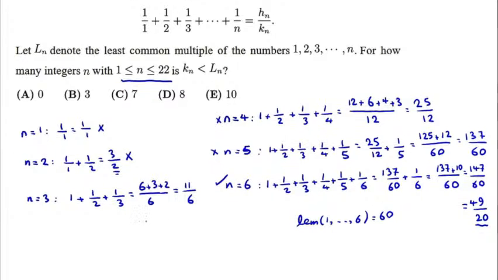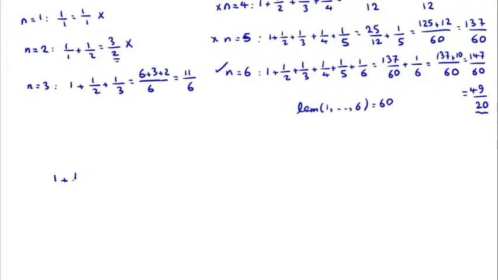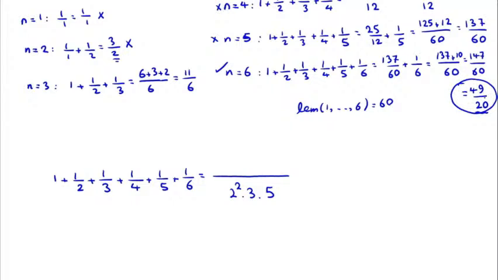Let's analyze why 6 is good. When we consider 1 plus 1 over 2 plus 1 over 3 plus 1 over 4 plus 1 over 5 plus 1 over 6, the LCM is 60. Why? Because it is 2 squared times 3 times 5, and it will be 60. If we want to reach a smaller denominator, we can simplify, like here: we divide both numerator and denominator by 3.